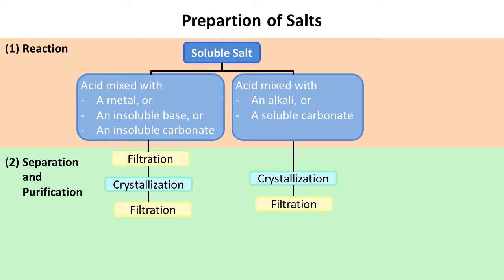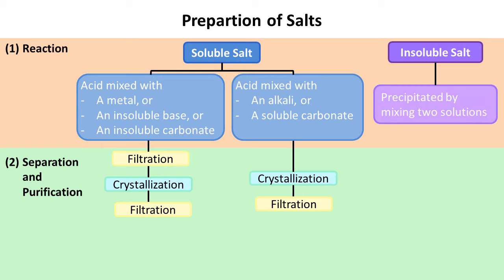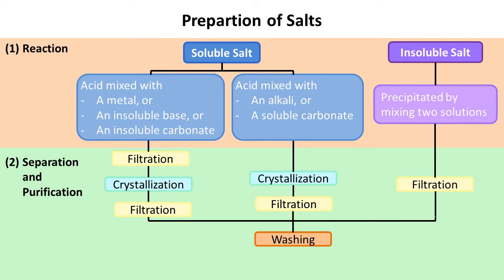On the other hand, if insoluble salts are to be prepared, we mix two solutions to get a precipitate in the first step. For example, barium chloride mixed with sulfuric acid gives barium sulfate precipitate. Then we do the filtration in the second step. For all these methods for preparing soluble or insoluble salts, a final step of washing and drying is required.